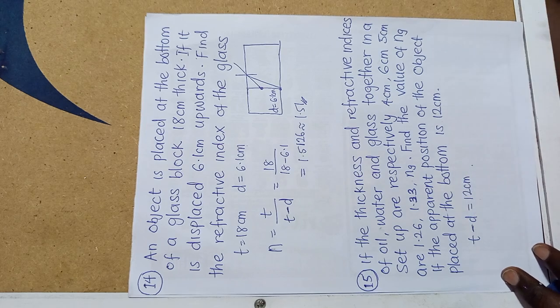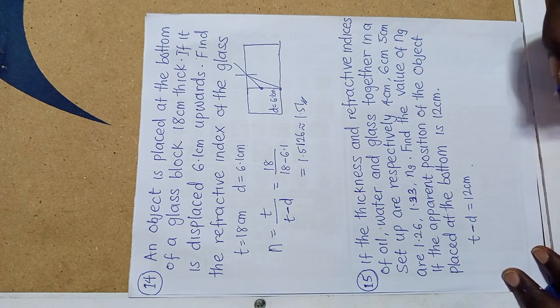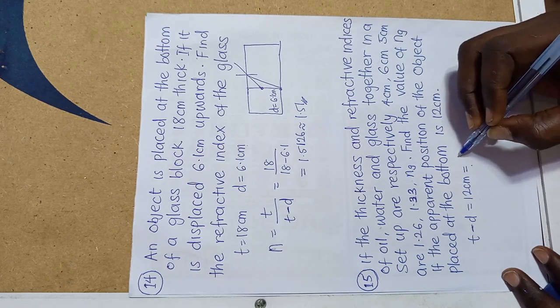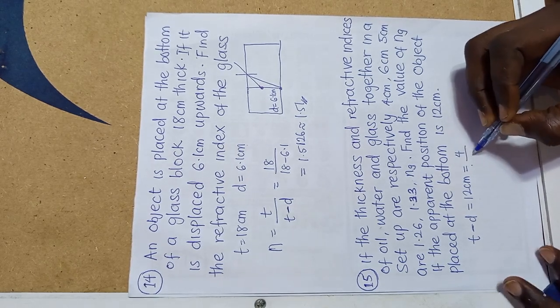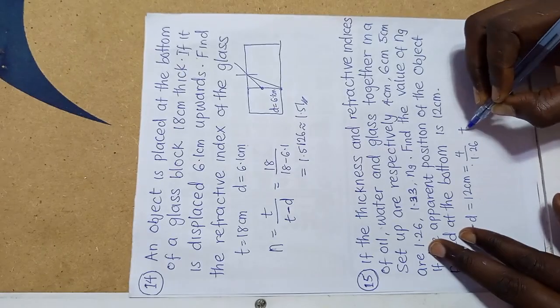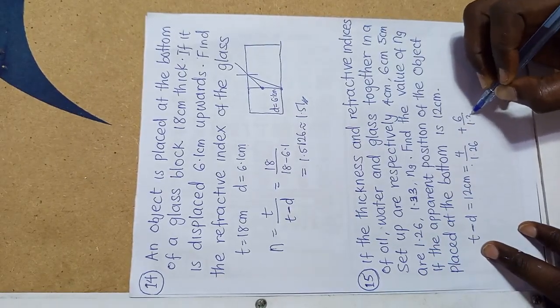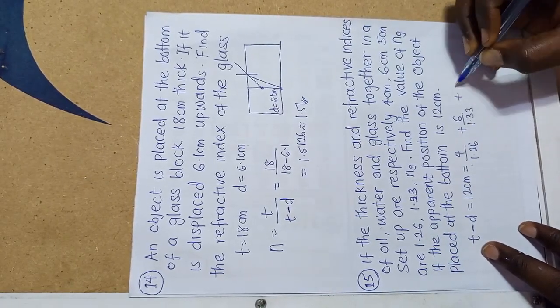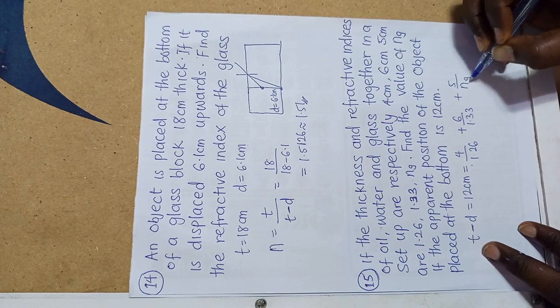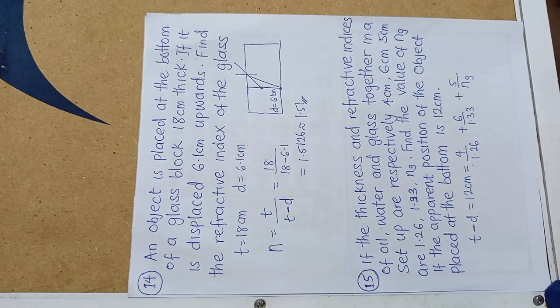The apparent position of the object at the bottom, so you are talking about apparent depth. It's already 12 centimeter, which is equal to 4 over 1.26 plus 6 over 1.33 plus 5 over ng. Now, what we want to do is to make ng the subject of the formula.